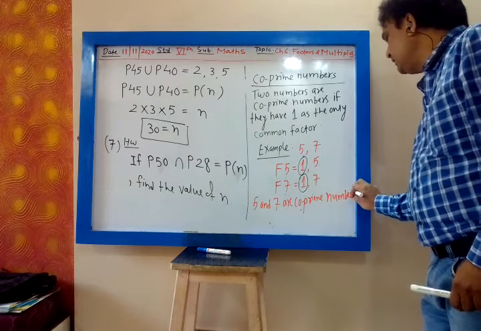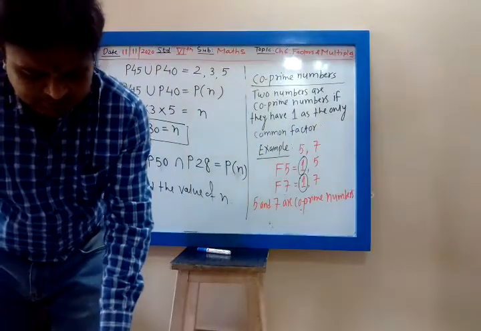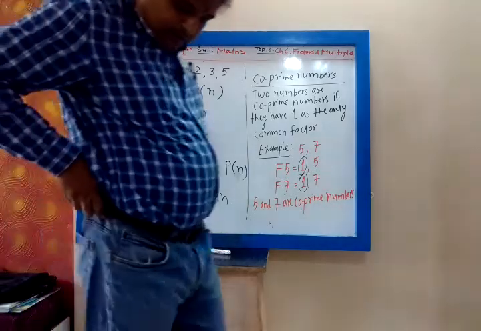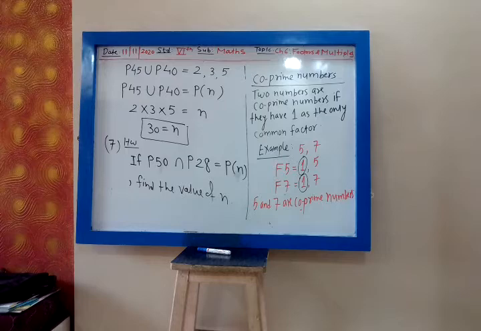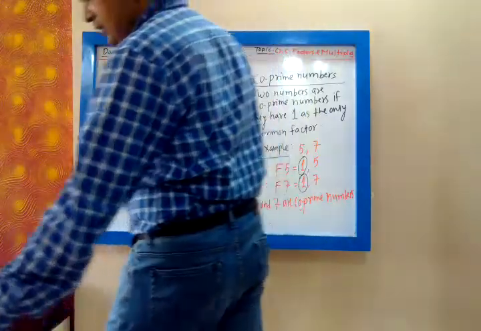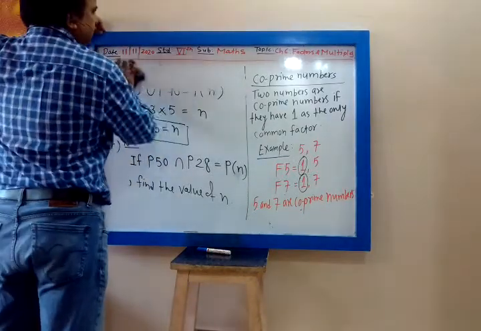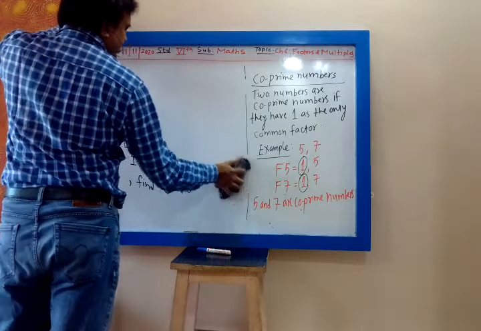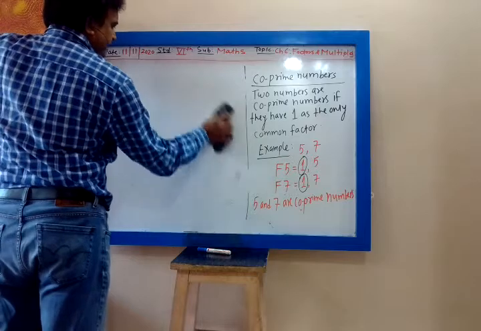Page number 86. So two numbers, 3 and 5, they are co-prime. 7 and 11, they are also co-prime. So two numbers are co-prime if they have one as the only common factor.